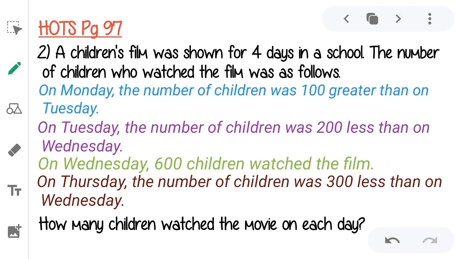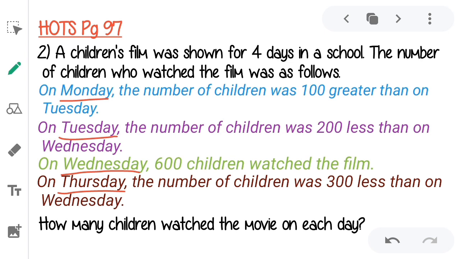Now coming to the next question. This is question number 2 of HOTS, page number 97. The question says a children's film was shown for 4 days in a school. The number of children who watched the film was as follows. So there are 4 days on which the picture was shown in the school. The 4 days are Monday, Tuesday, Wednesday and Thursday. So let us see how many children watched the film on each day.